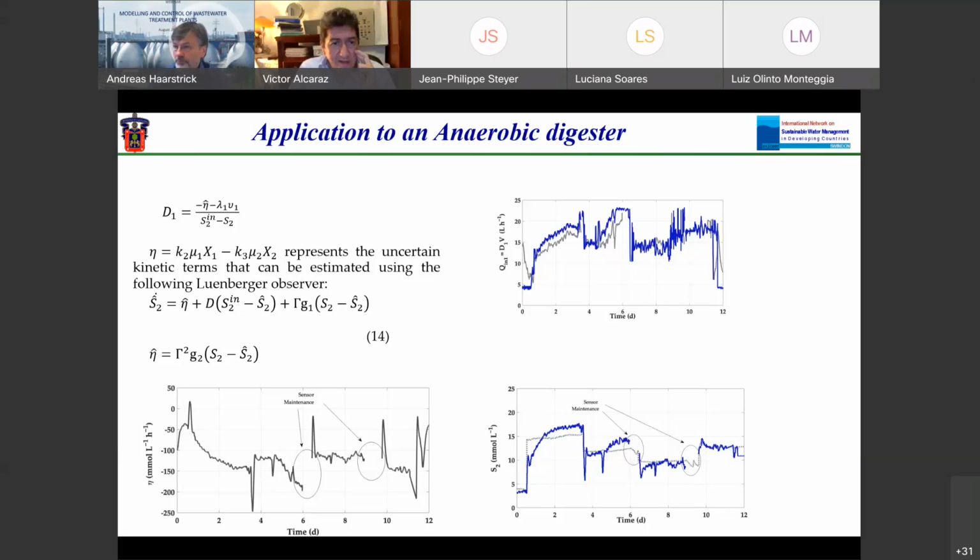Here are also the graphics. You see the estimation of this function at the bottom, given by the Luenberger observer. On the right, at the top, the input flow calculated by the control approach in gray, and the actual flow given by the pump, drawn in blue. And below, how the volatile fatty acid concentration in blue is effectively regulated around the reference function drawn in gray.